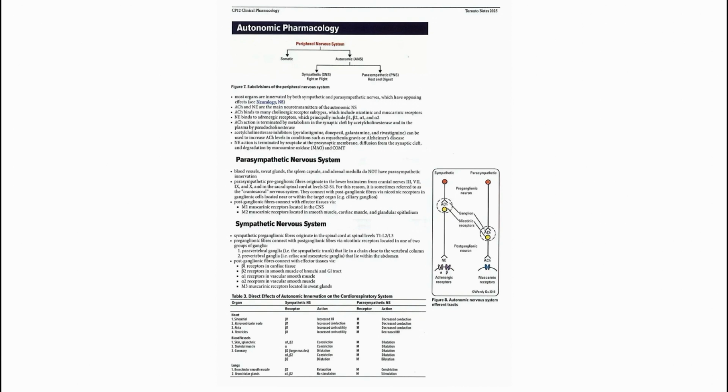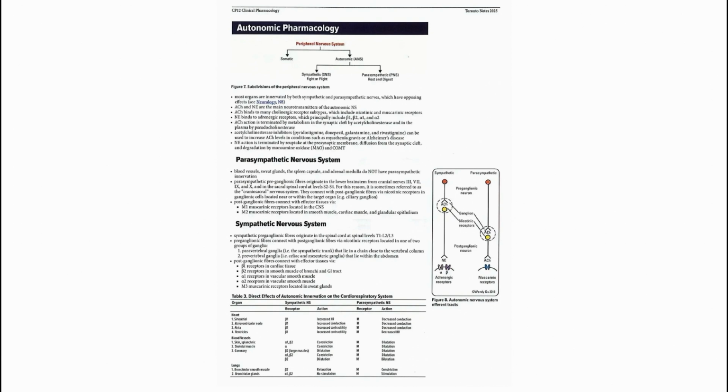In the sympathetic pathway, postganglionic neurons usually release norepinephrine, which acts on adrenergic receptors. In the parasympathetic pathway, postganglionic neurons release acetylcholine, which binds to muscarinic receptors on target organs. This shared preganglionic cholinergic transmission, but different postganglionic neurotransmitters, is a key concept in autonomic pharmacology.